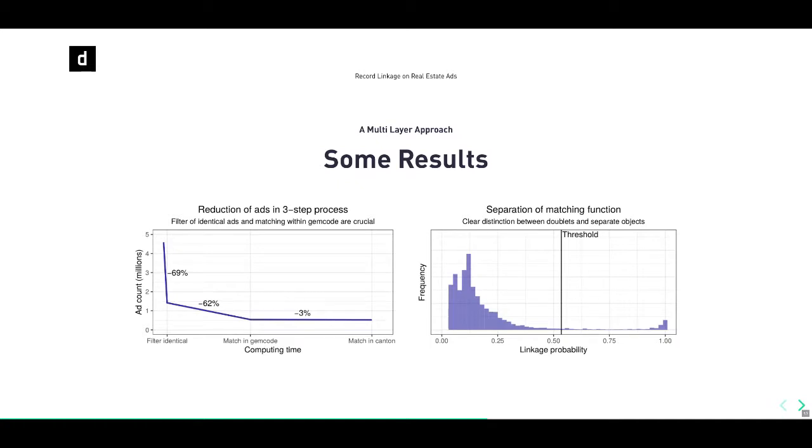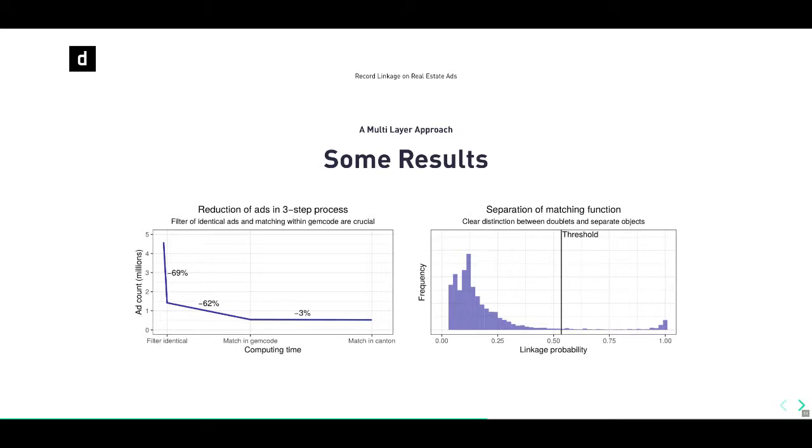Some results, or how well does this approach work? On the plot on the left-hand side, you can see the ad counts for Switzerland only, not for the combined data set, in millions. And on the x-axis, you can see the time it took to do the three different processing steps. So you see the first step, just filtering identical ads within the same municipality. This is very, very fast because you can use some classical divide and conquer algorithms there and parallelize it. And then the second step, comparing the ads with the naive Bayes, this obviously takes much longer, especially because you have to do all this feature extraction and text comparison functions.